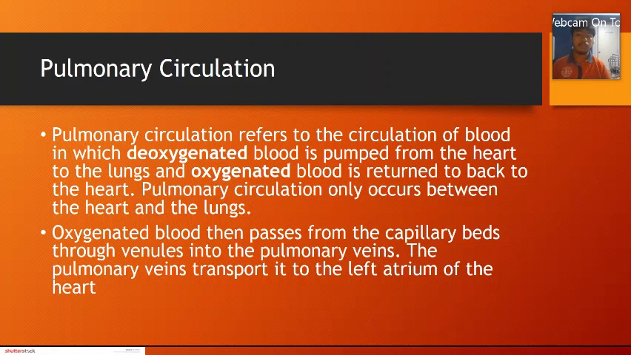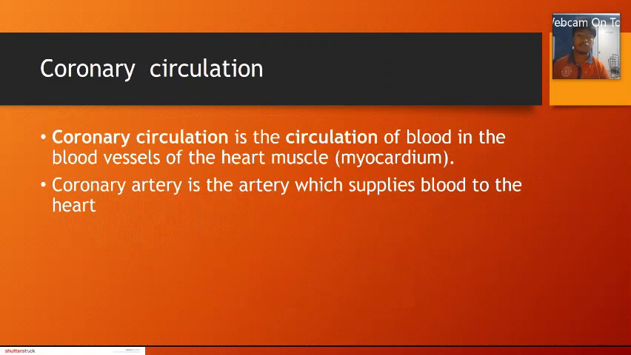Pulmonary circulation. Pulmonary circulation refers to the circulation of the blood in which deoxygenated blood is pumped from the heart to the lungs, and oxygenated blood is returned back to the heart. Pulmonary circulation occurs only between the heart and the lungs. Oxygenated blood then passes from the capillary beds through venules into the pulmonary veins. The pulmonary veins transport it to the left atrium of the heart.